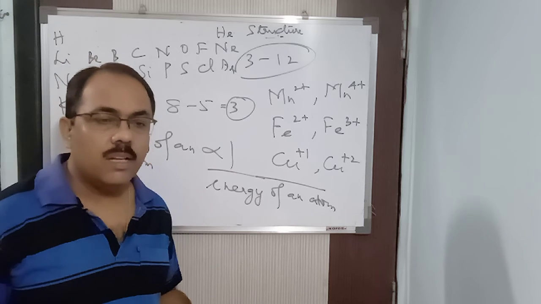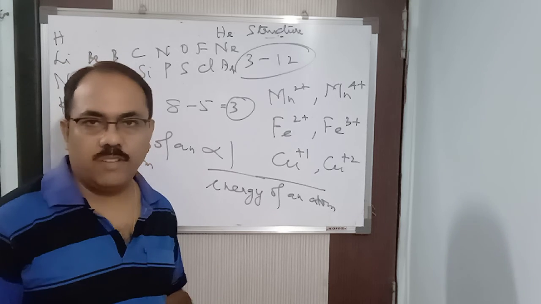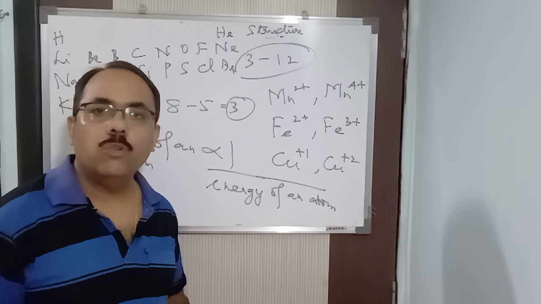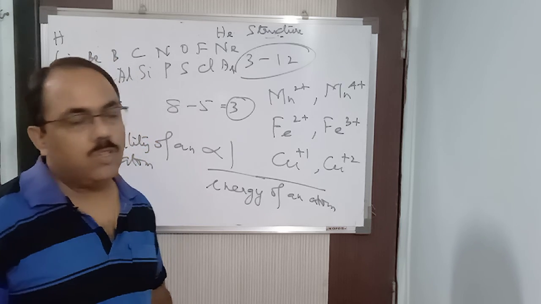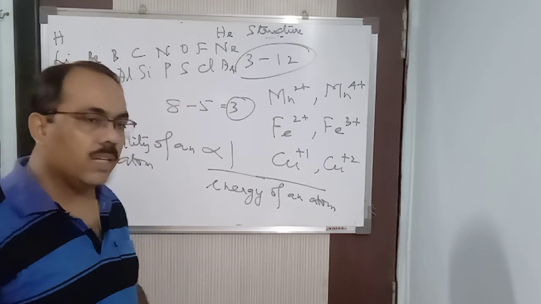And how does it do this? By attaining the nearest noble gas configuration, that is either the octet or the duplet structure. Got it? So this is all about this particular chapter you need to do.